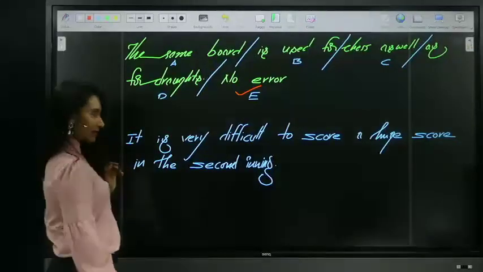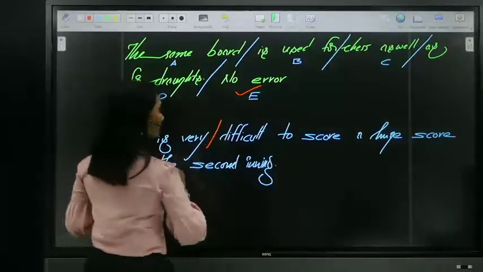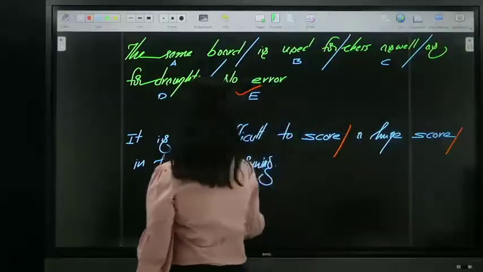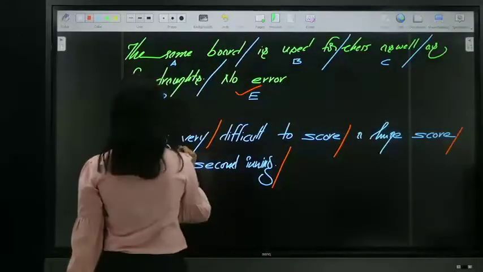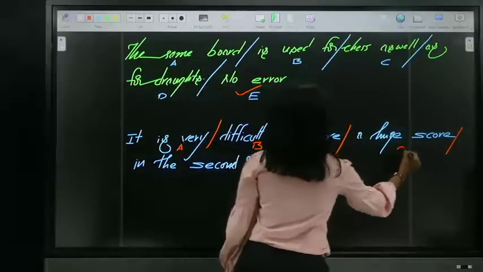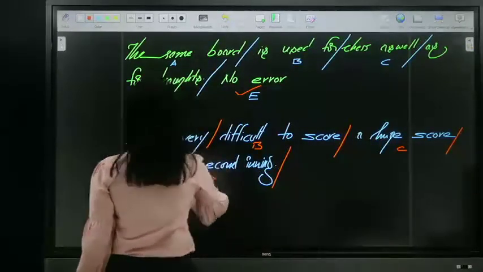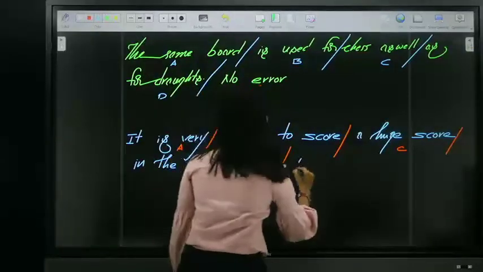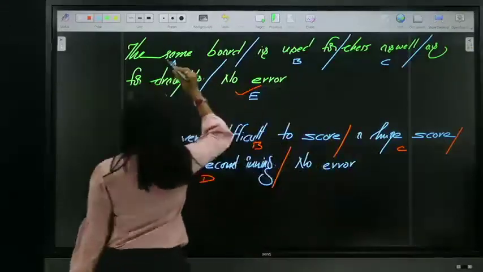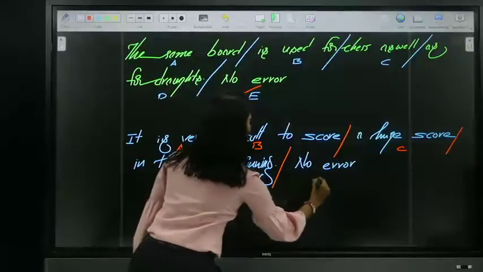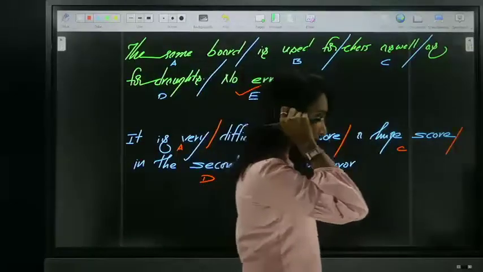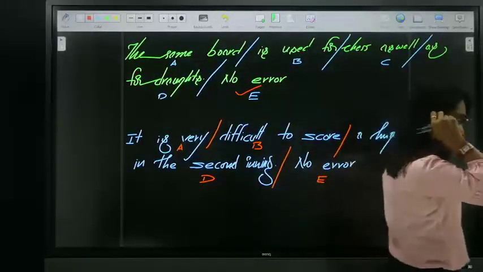Now look at the next sentence. It is very difficult to score a huge score in the second inning. So here you got A, B, C, D, and the fifth one, no error, E. So what is your answer? Quick, guys. Swapna answered it as D. Good. Okay. Any other?